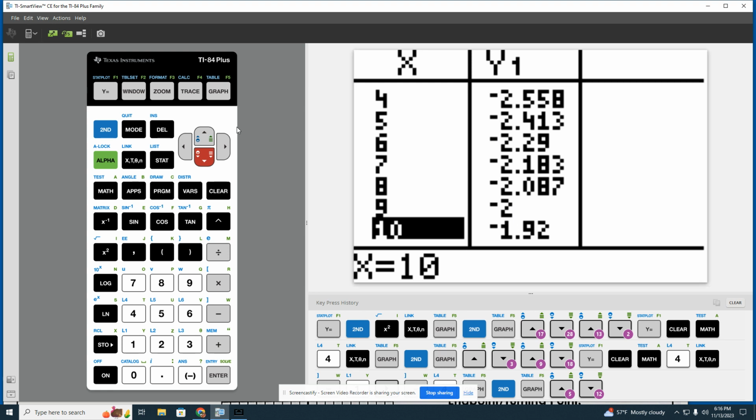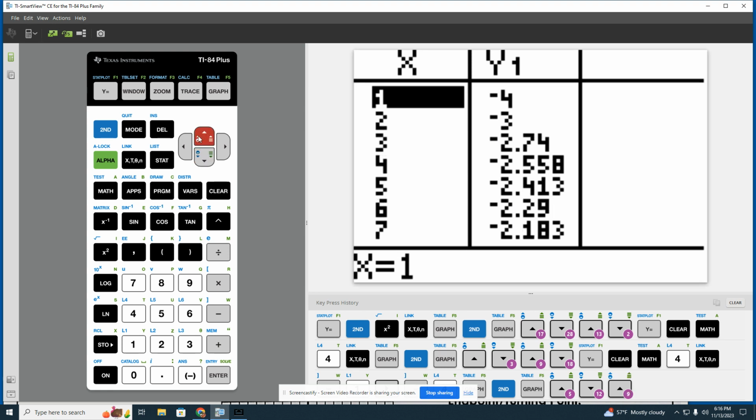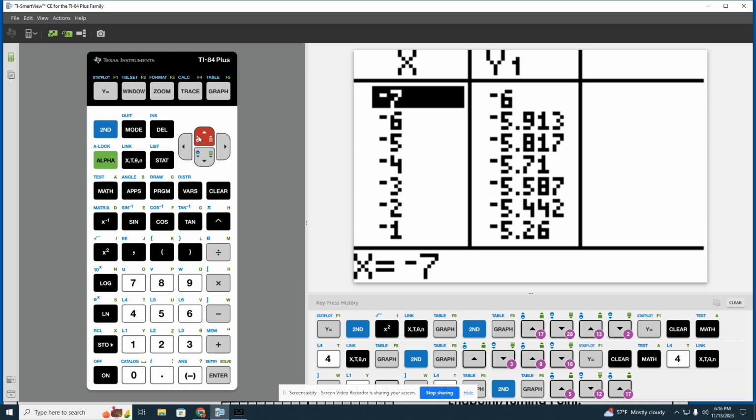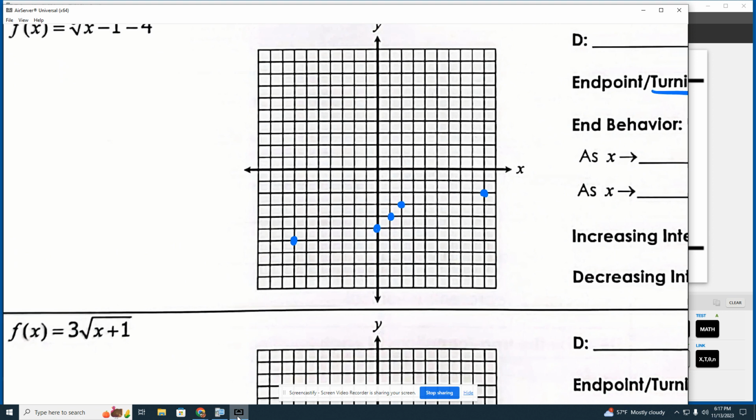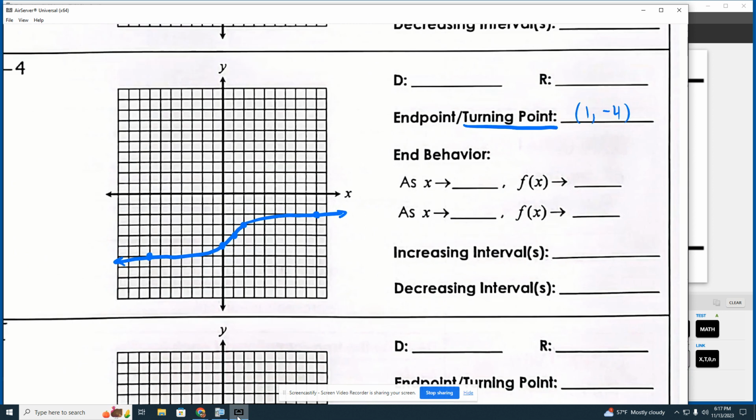And let's go back to the other way. Let's try to find one more good one that fits. There it is. -7, -6. Okay, I think I got them all right. Let's see if our graphs look the same. I've marked those points, and sure enough, it looks pretty good. This thing starts down low, going up and to the right. It curls through that turning point, then starts making its way up and to the right. So there's the graph.